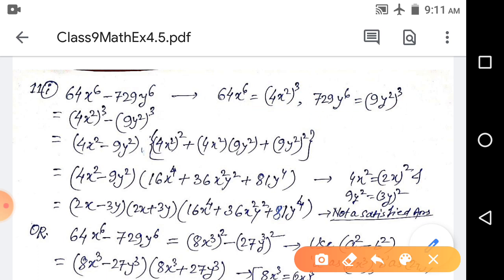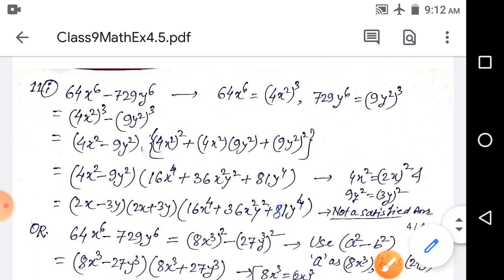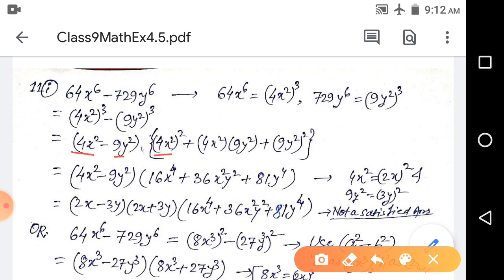Now we proceed with this. Here we have 4x square whole cube minus 9y square whole cube. This is as a, this is as b. So a cube minus b cube. Now we can use the formula a minus b into a square plus a into b plus b square. Now we solve for this. Here we have 4x square.